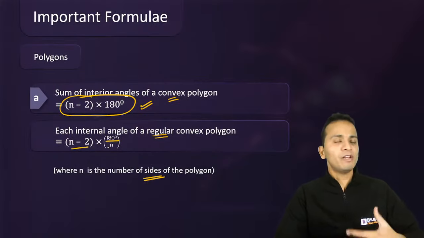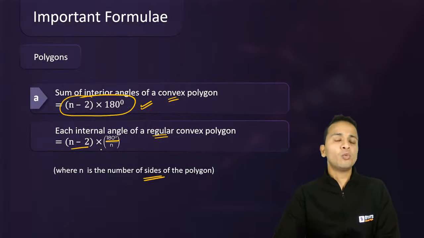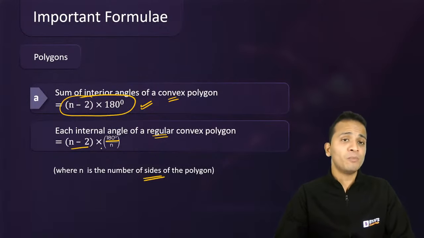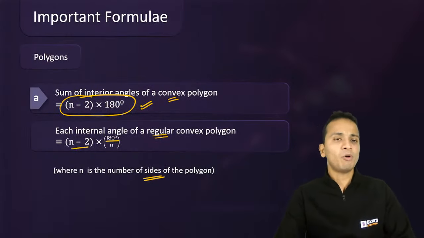All right, so there will be n number of angles, all the angles are equal, so each interior angle will be equal to sum of all the interior angles divided by n. So these are the two very important formulas that are used in case of polygons. Regular polygons, convex polygons, whatever type of polygon it is, these are very important formulas.